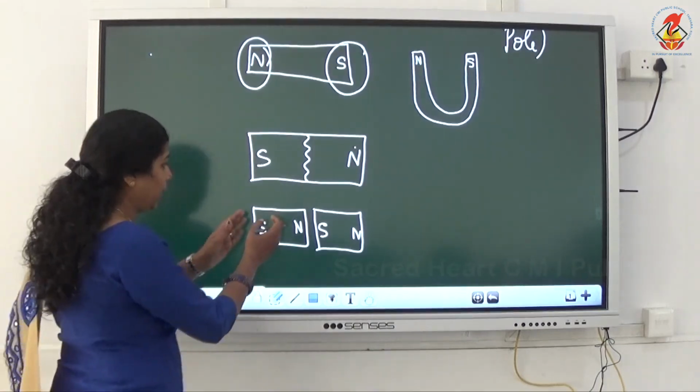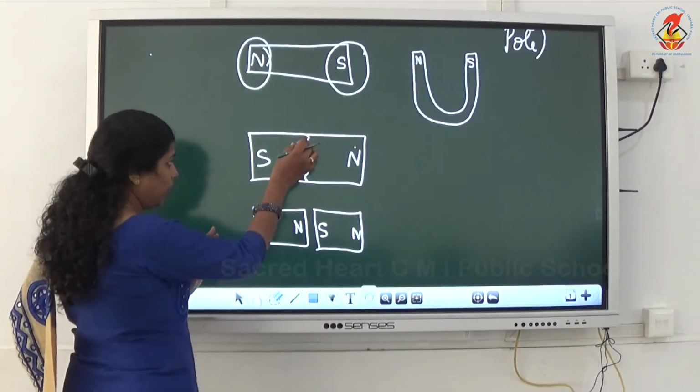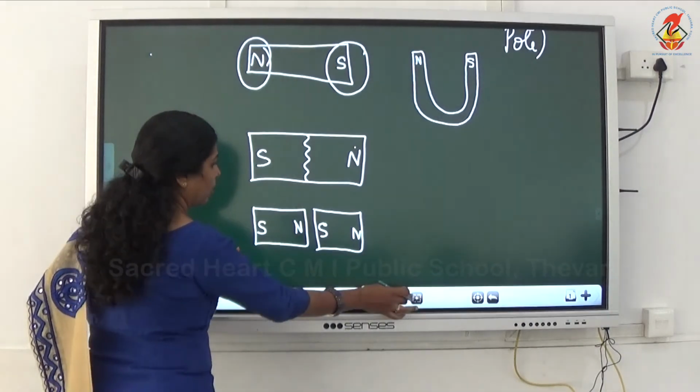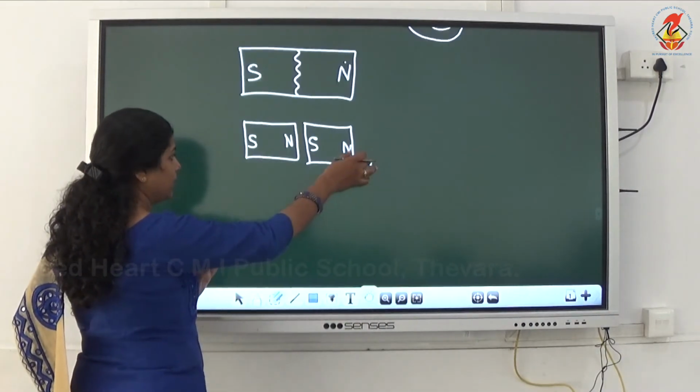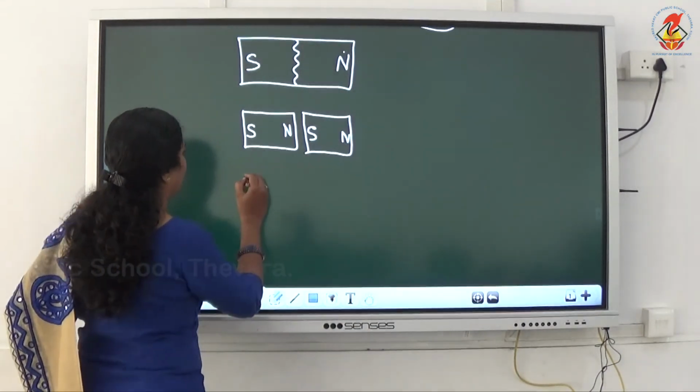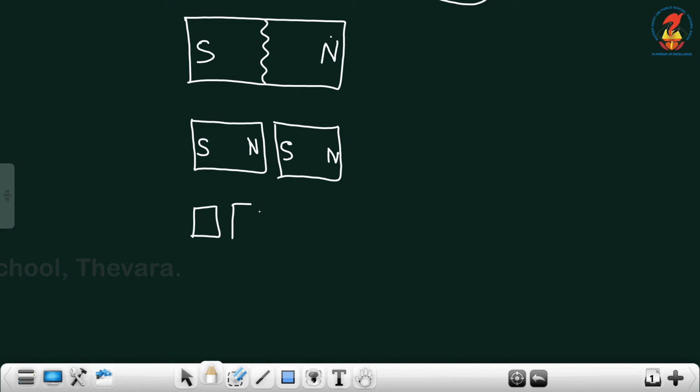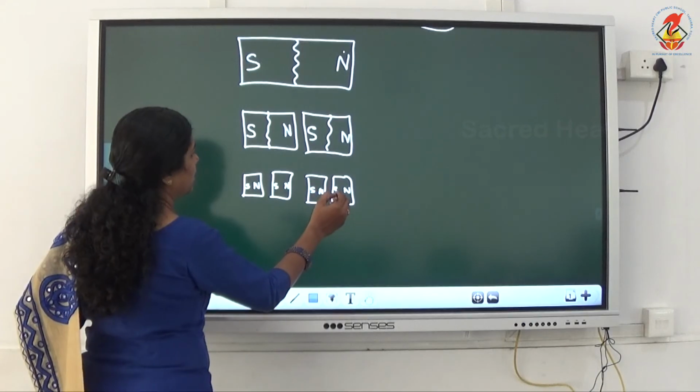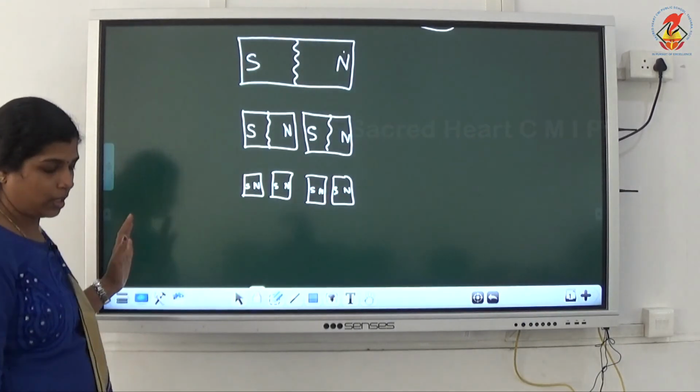Now, what will happen when we break this magnet? When I break one magnet, I get two magnets. When I break two magnets, how many magnets will I get? I will get four magnets like this. South pole, north pole, north pole, south pole. Like this, I will get four magnets.